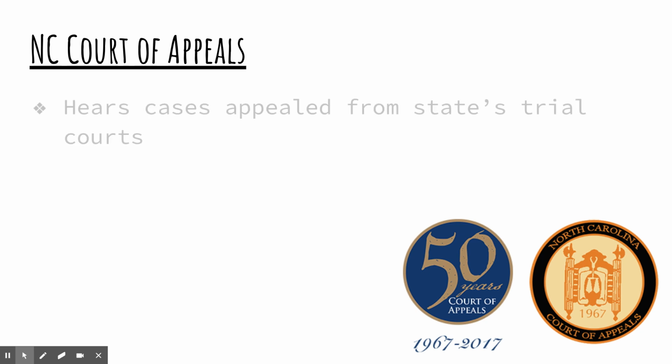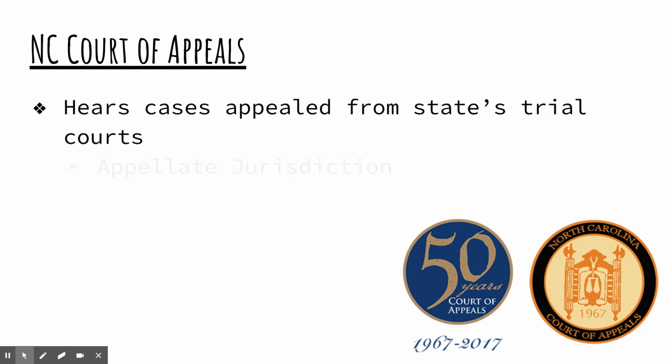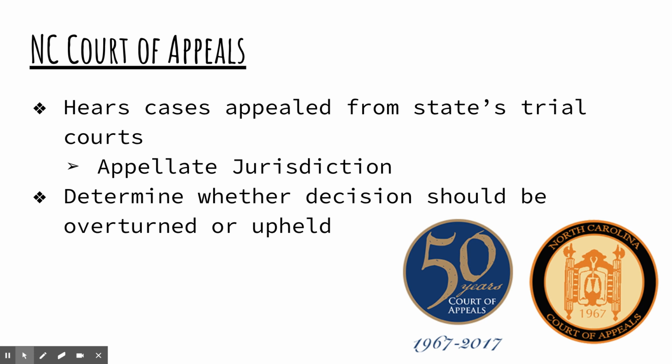Next, we have the North Carolina Courts of Appeals, and they hear cases appealed from the state's trial courts. The North Carolina Courts of Appeals have appellate jurisdiction, and they determine whether a decision should be overturned or upheld. There are no questions of fact, so that means we're not looking at evidence here, okay?